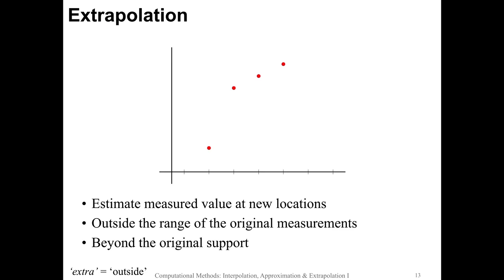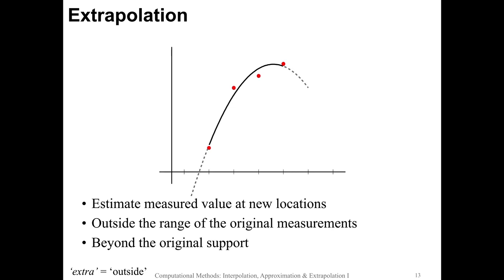In contrast to what we've talked about so far, interpolation of the data, or going through every measurement exactly, and approximation of the data, which is going near them, there's a third term that we need to understand, which is called extrapolation. This allows us to estimate the measured value at new locations, but in this case, our new locations can actually be outside the range of our original measurements, beyond the original support of the original measurements. And extra means outside in Latin, hence the term extrapolation.